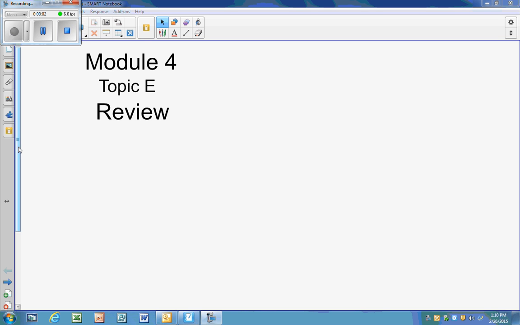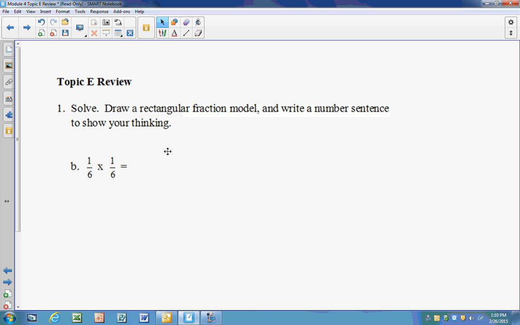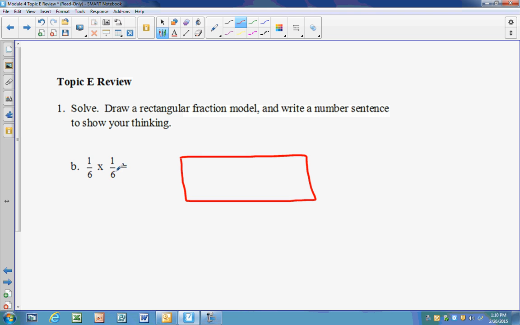This is the Module 4 Topic E review. So the first thing says to solve by drawing a rectangular fraction model and write a number sentence to show your thinking. So I'm going to start by drawing my rectangular fraction model. So I'm going to draw my rectangle, and I'm going to split it into 6 because it tells me to right here.